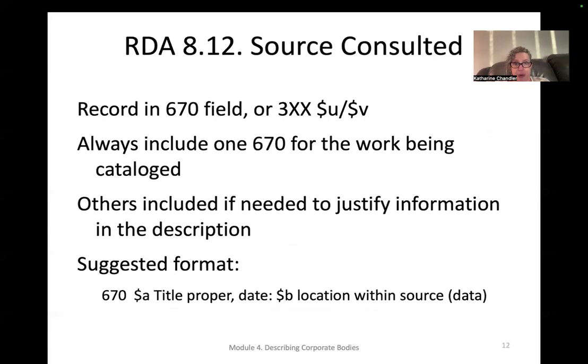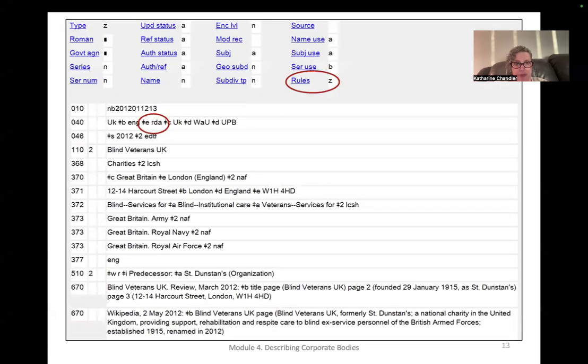RDA 8.12 source consulted, record in 670 field or 3XX subfield U or subfield V. Always include one 670 for the work being cataloged. Others included if needed to justify information in the description. Suggested format: 670 subfield A title proper, comma, date, and subfield B location within source or data. So here is a record where you have the rules as a Z. And in this 040 field, it shows in the subfield E that it's RDA.